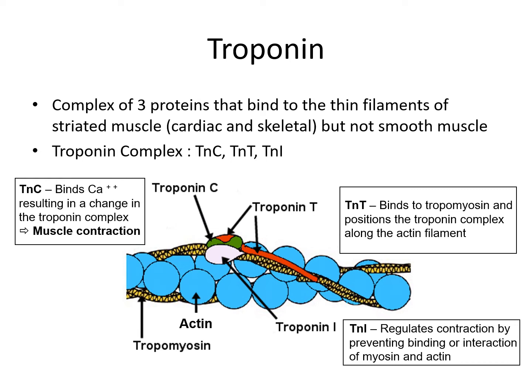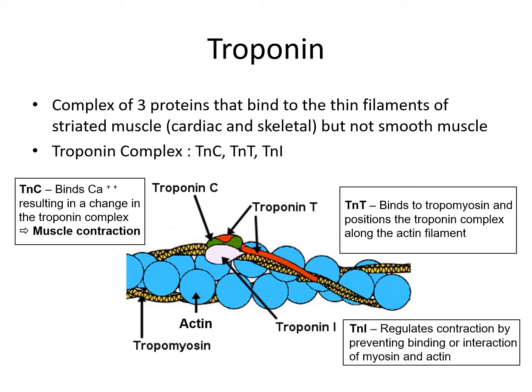What it does is, hold on a second here. I got ahead of myself. So troponin is a complex of three different types of troponin. We have troponin C, we have troponin T, and we have troponin I. And you can kind of see where each one is located in relation to actin and myosin.